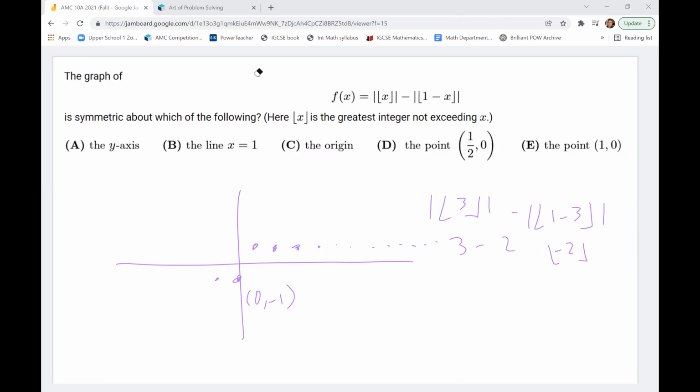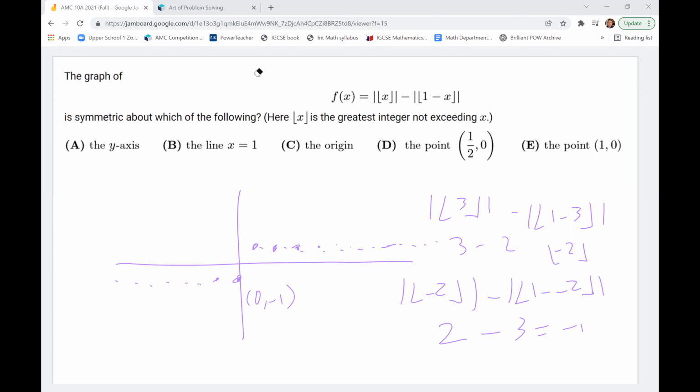-2. So we get the absolute value of the floor of -2, minus the absolute value of the floor of 1 minus -2. The first is -2, but that's going to become 2. Minus, 1 minus -2 is 3. Floor of 3 is 3. Absolute value of 3 is 3. 2 minus 3 is -1. So it's looking like for negative values, it's going to be -1. For non-positive values, it's going to be -1. And for positive values, it's going to equal 1.